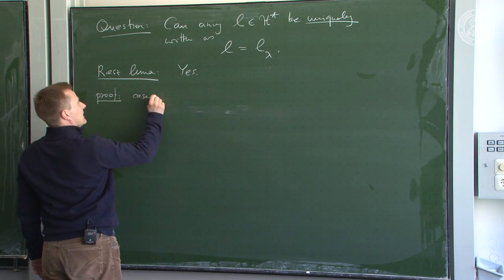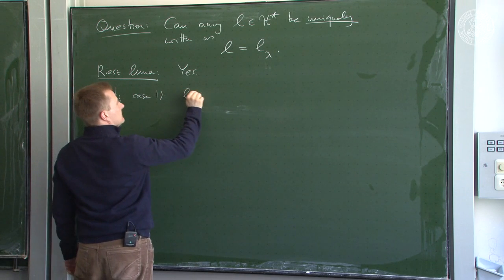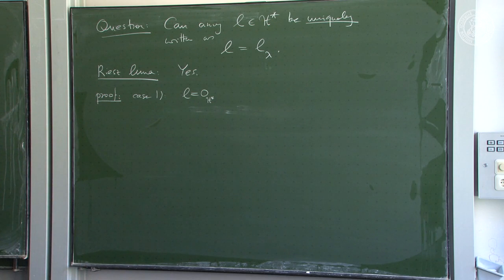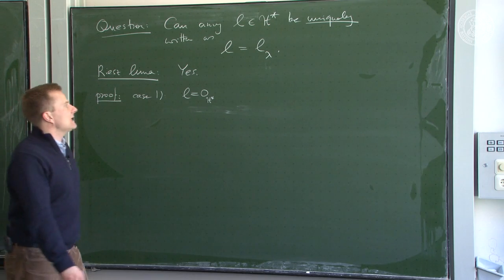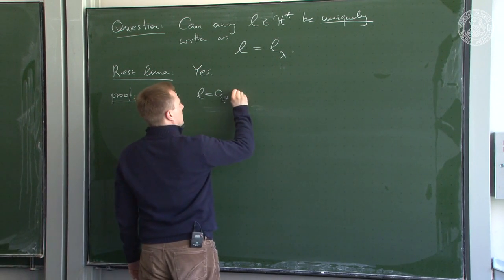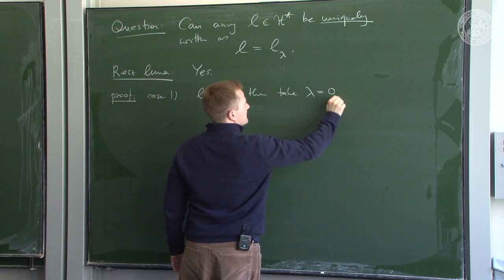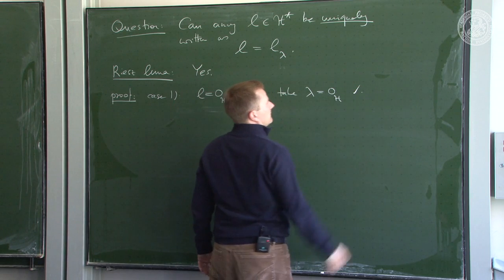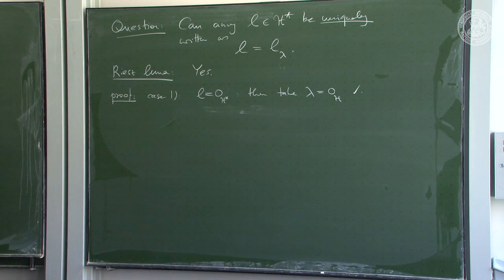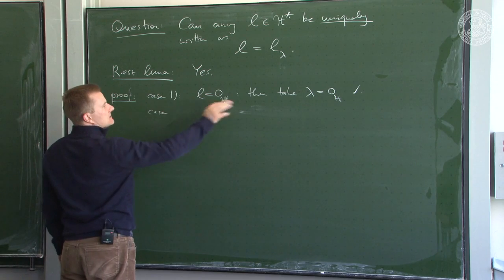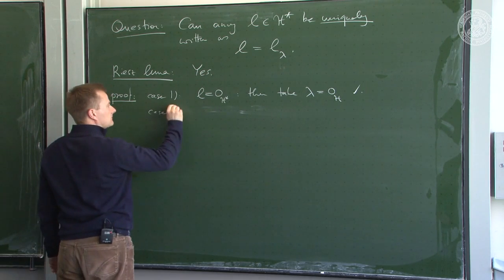However, there are two cases. Case one is that the linear functional we're looking at is the zero functional. What's the zero functional? That's the function that sends any Hilbert space element to 0 in the complex numbers. If that is the case, then take lambda to be the 0 in H, and you're done. Because obviously the inner product of lambda being 0 with something sends everything to 0. So that's the first case. You're done by choosing lambda to be the 0 vector.